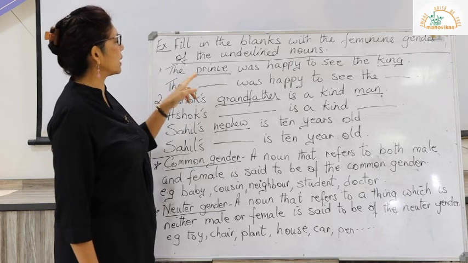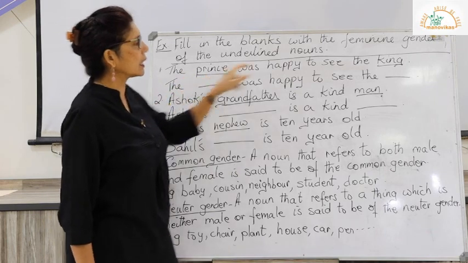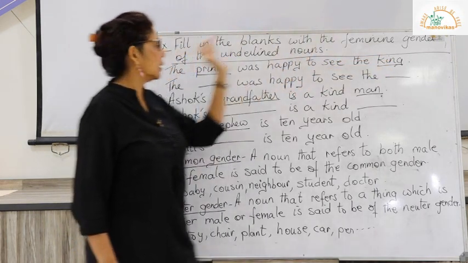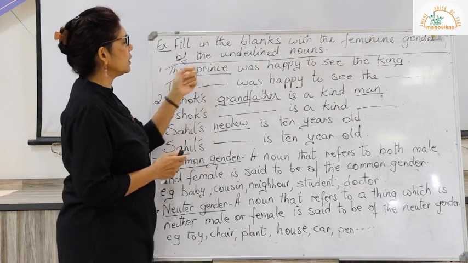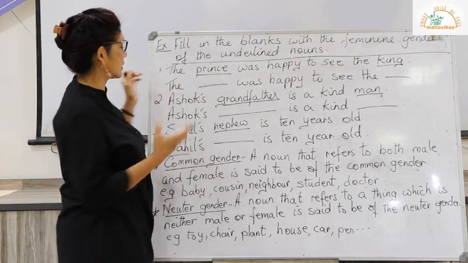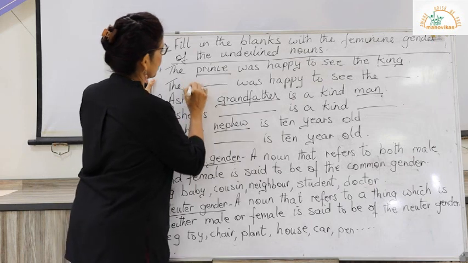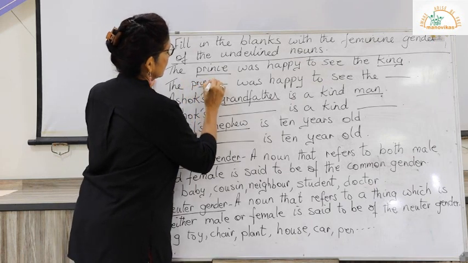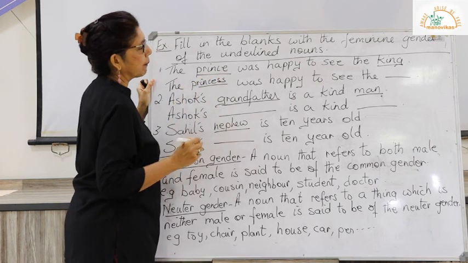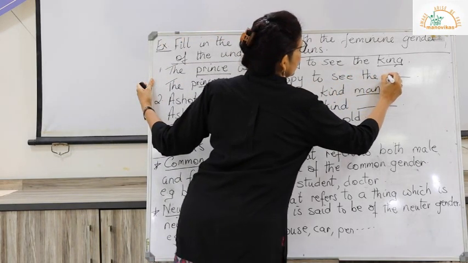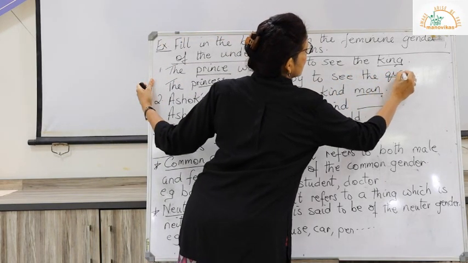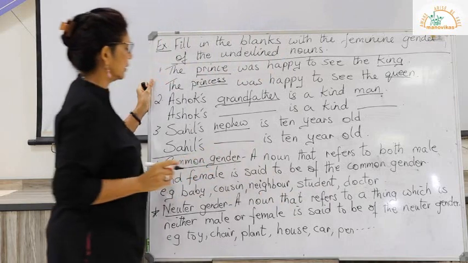Which are the two masculine nouns here? Prince and king. Now how do we change it? Prince becomes princess. So the princess was happy to see the queen.